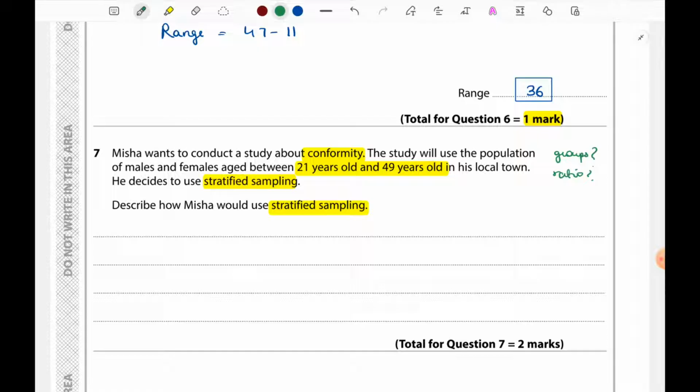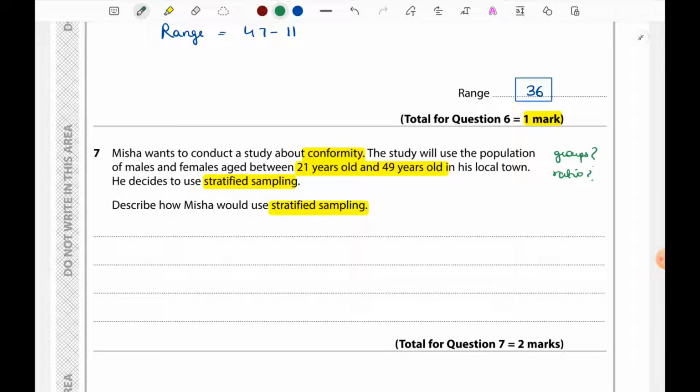The same thing we have to apply to Misha's scenario. I know I'm repeating this, but it's very important because this is where students lose marks. They would not give you a scenario unless they want you to refer to it. They could have asked you straightforwardly, what is meant by stratified sampling? The reason they are giving you a scenario is because you have to use wording from the scenario, make your answer relevant to it, and answer accordingly. So that is what we are going to do here.